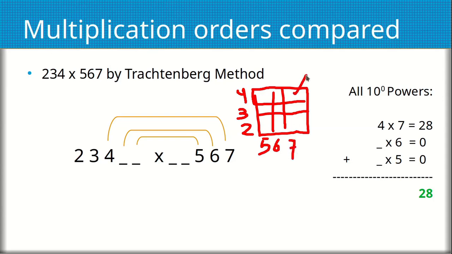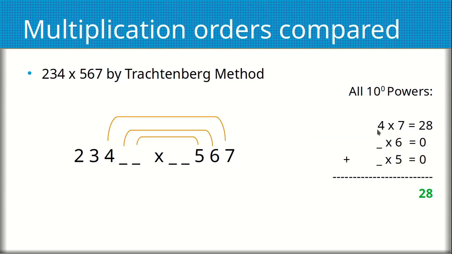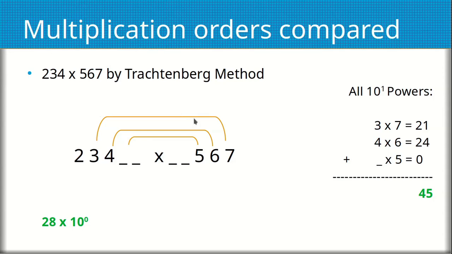So we do this one first, which would be 4 times 7. But we don't multiply the 5 and the 6 yet. Okay? So the arches go like this. And then 5 and 6 multiply against blank spaces, so they're not included. So if you do that, you get 4 times 7, 0 and 0, and you get 28 for all your 10 to the power 0 numbers, okay? Then you shift the tracks along.